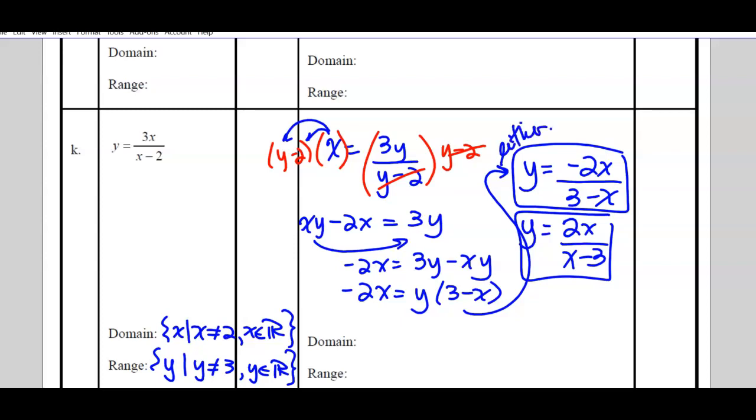Okay, really it depends on if you brought the 3y over here and the 2x over to the right. You get this right away. Okay? This is actually the nicer form, right? Because the x term is positive here. Okay? So, take a look. What's the domain of this inverse? x cannot be 3. That was our range.